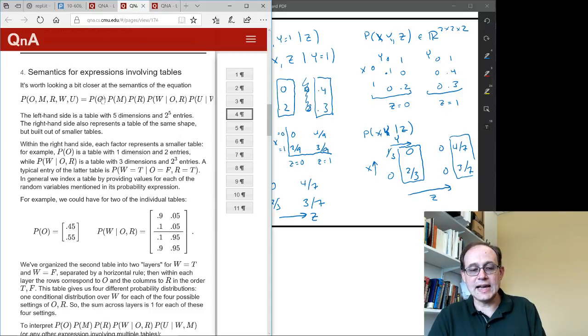The right-hand side, the whole right-hand side, therefore must also represent a table of the same shape because 2 tables can't be equal unless they have the same shape. So this here, we're going to figure out a way to interpret it as a table with 5 dimensions and 2 to the 5 entries. And we're going to specify a recipe for building it out of the smaller tables.